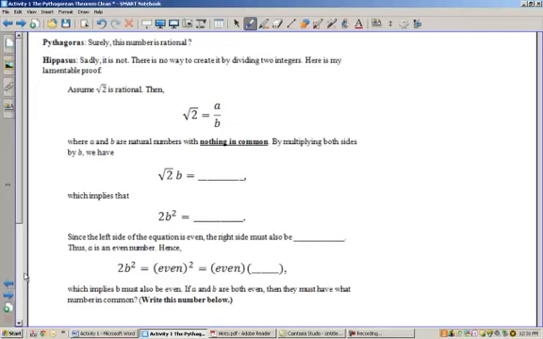Pythagoras is sure that this number must be rational, but Hippasus says no, unfortunately it's not, and he has a proof that shows that the number root 2 is not rational. So let's go through this proof together. And so what we're going to do is a proof by contradiction.